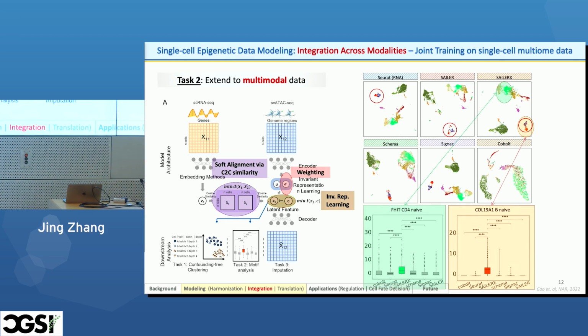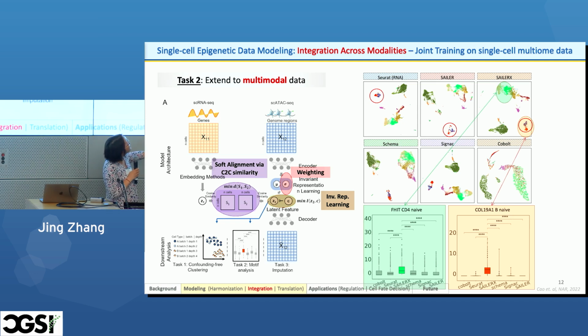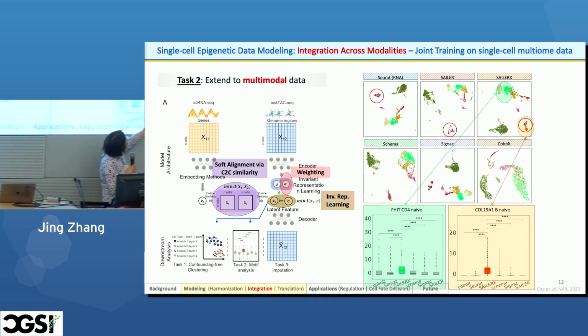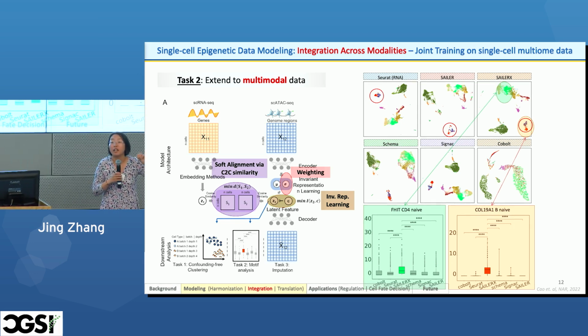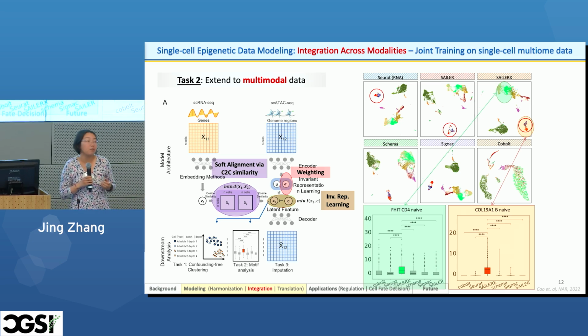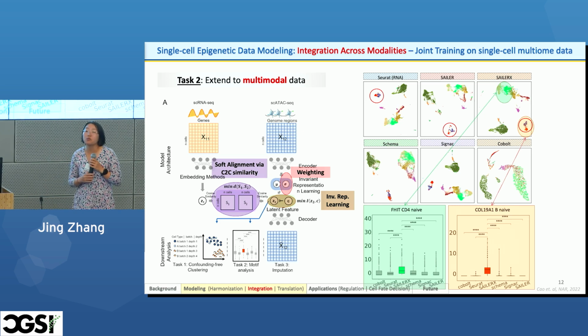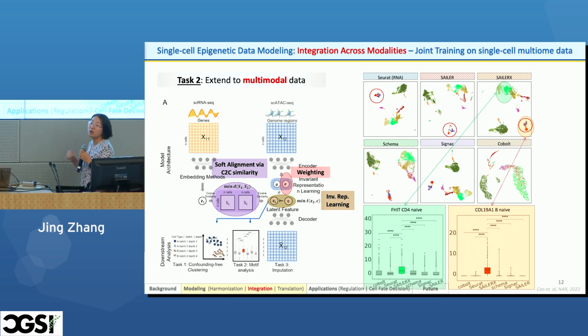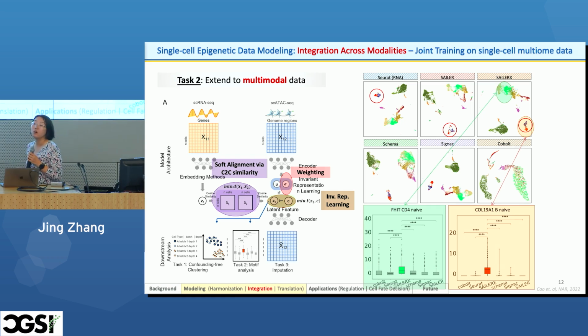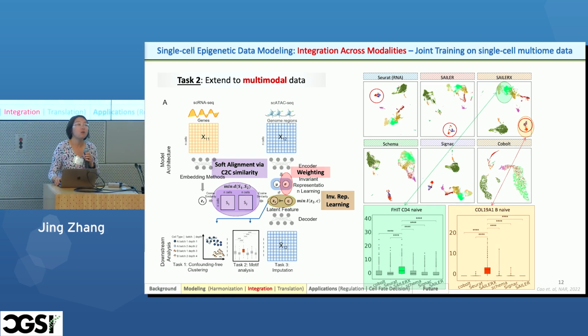And here is the comparison of our methods with the existing methods. You can see that by our clustering methods, the marker gene scores and the motif enrichment for canonical marker genes are significantly higher as compared to using other methods. So it shows that this reweighting scheme is important. Soft alignment is also important when we are aligning these two modalities.